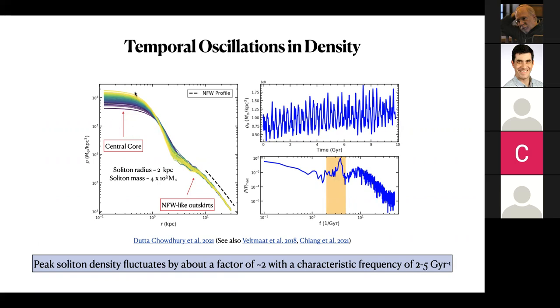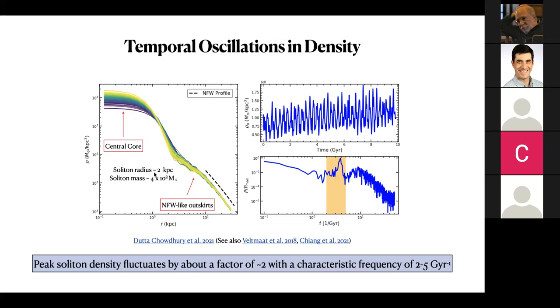First of all, we notice that there is this prominent core. And then at some point, the core transitions into an outskirts, and this outskirts is NFW-like. So the reference 1/r³ profile is shown by this dashed line here. And the other thing that we notice is these oscillations in density. Basically, when the density is higher, the core radius is smaller, and vice versa.